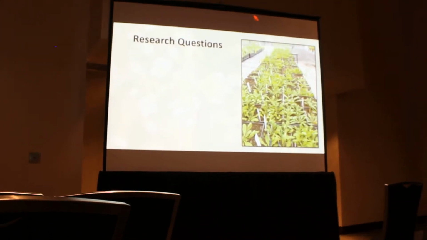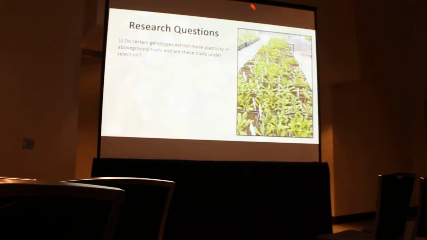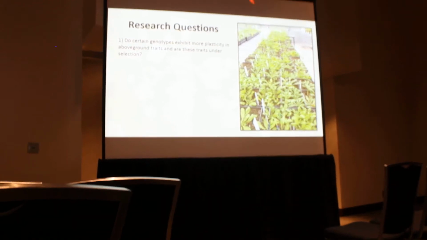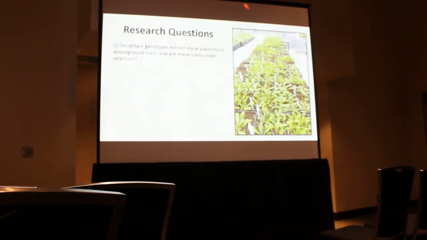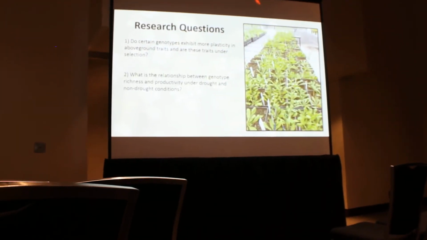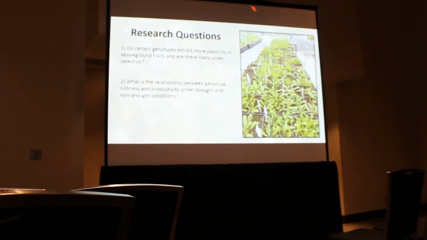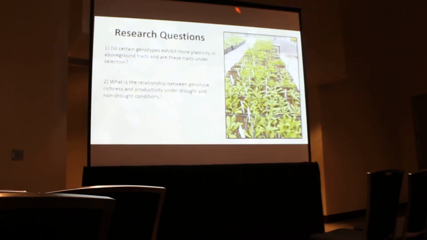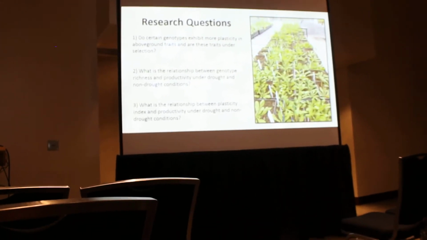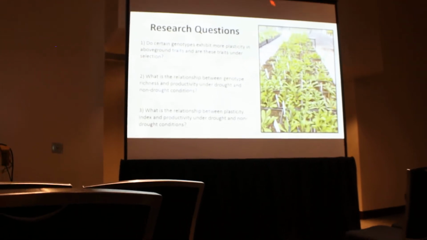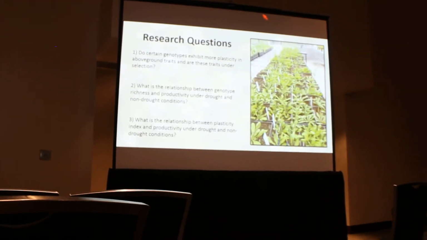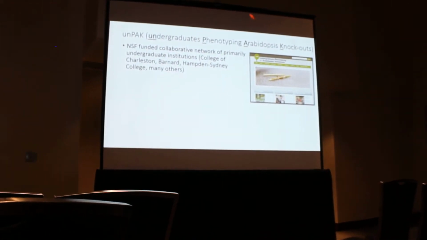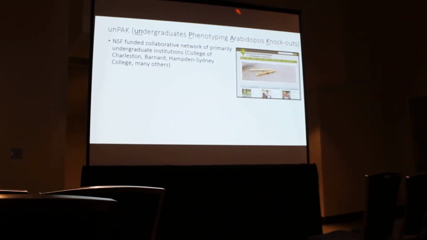So for our research question, the first thing we needed to establish was whether or not the different genotypes we were looking at exhibited more plasticity. In this case, we looked at above ground traits and whether or not these traits were under selection. We, of course, looked at the relationship between genotype richness and productivity in two different environments, drought and non-drought conditions. And then we also looked at the relationship of plasticity at the community level and productivity under these two different water treatments. And so we did this in the context of the large Unpack network.